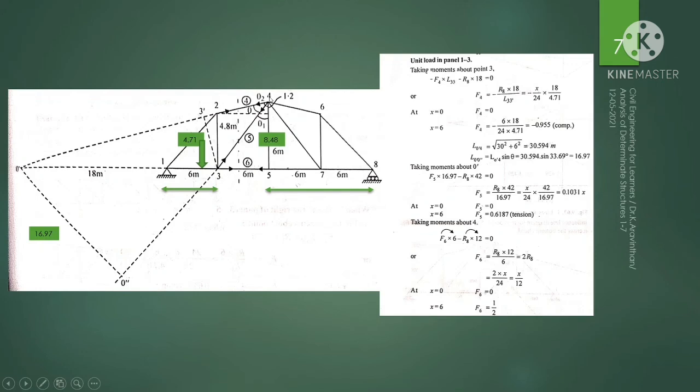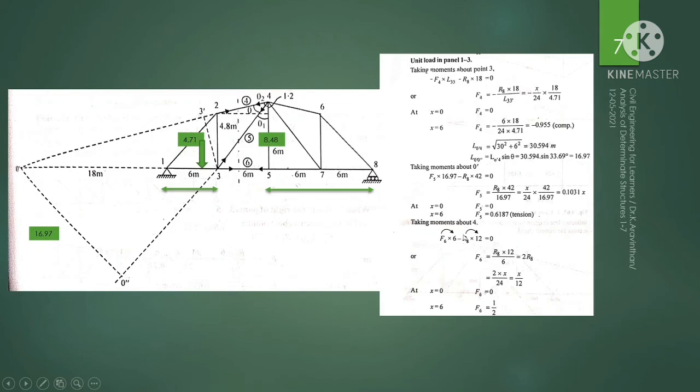If you want to find the force of member 6, since it is a horizontal member, you can take the moment at joint 4. This is the left hand side, and this is the right hand side. We can take R8 into the distance 12. So R8 into 12, this is anti-clockwise with respect to 4, and you have the force here, that is F6, the distance is 6, and this is a clockwise moment with respect to 4, so F6 into 6.